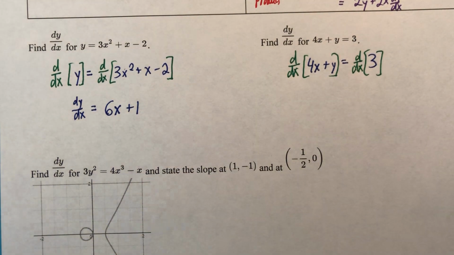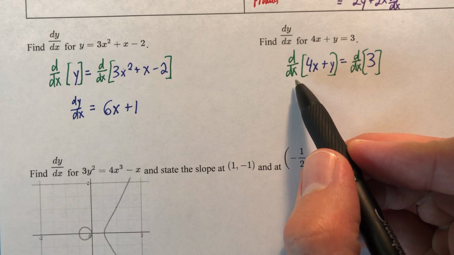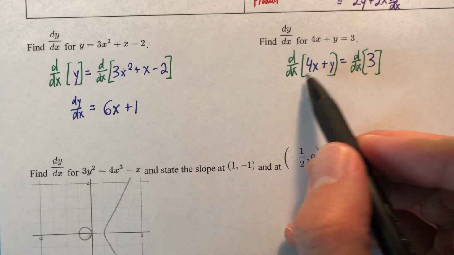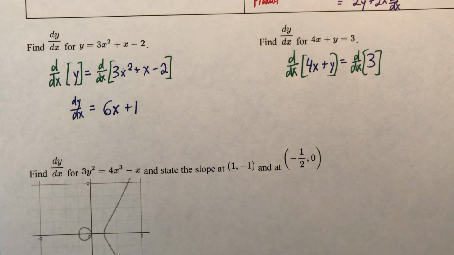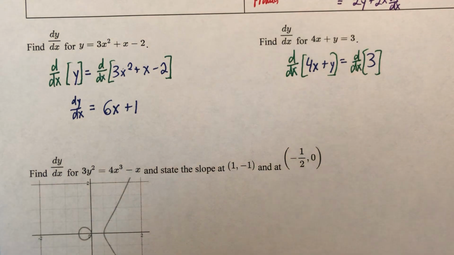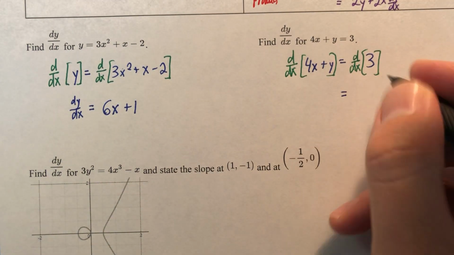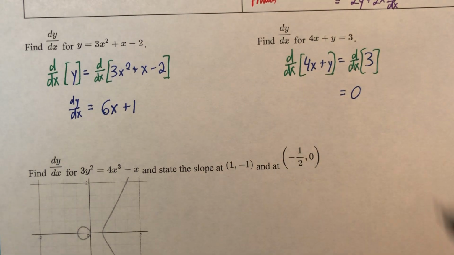I am not multiplying by d over dx. I am taking the derivative of both sides. It is an operation that I am performing. It is not like multiplying, okay? It looks like I'm multiplying because I've bracketed, and it looks like old algebra stuff you've seen, but that's not it. Easy side first. The derivative of 3 is 0.